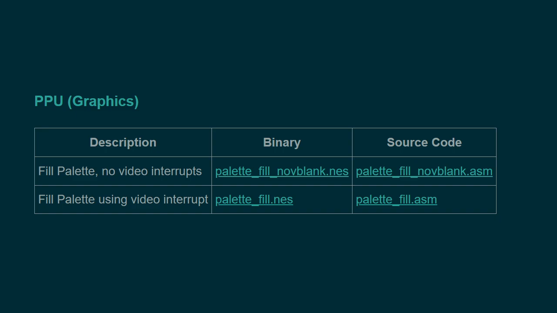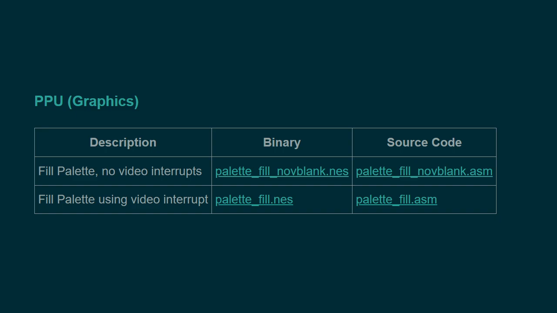First is palette fill no vblank, which is a little simpler but slightly less correct. What this does is it writes the palette as soon as the system starts up. The other, called palette fill, waits for a video interrupt before updating the palette. The second one, using the video interrupt, is slightly more correct because technically updating the palette while the PPU is drawing can lead to video corruption on a real system. But because we haven't even talked about video interrupts yet, I've also provided a version that can work without the video interrupt. In practice, on most emulators, setting the palette outside of a video interrupt works just fine.